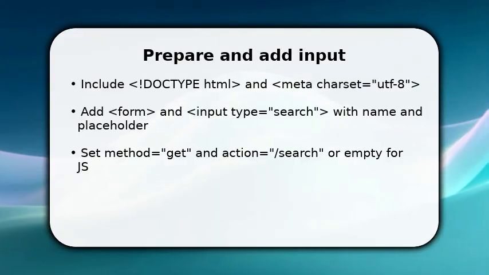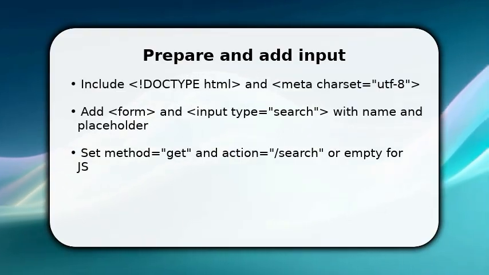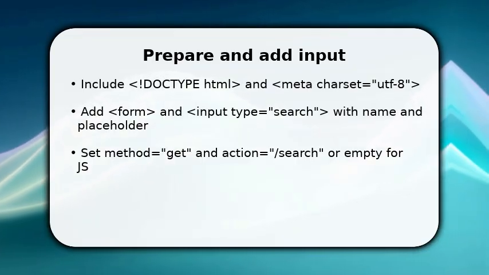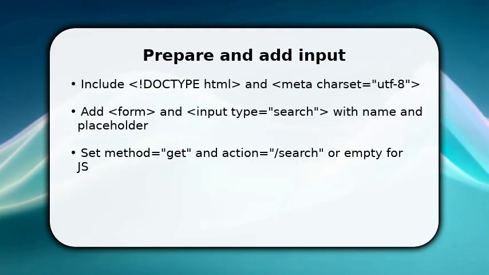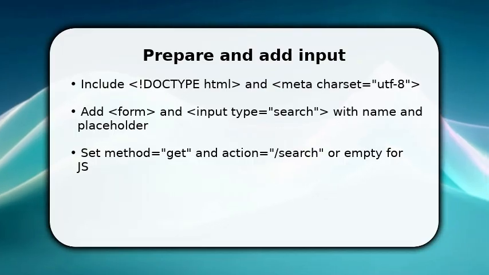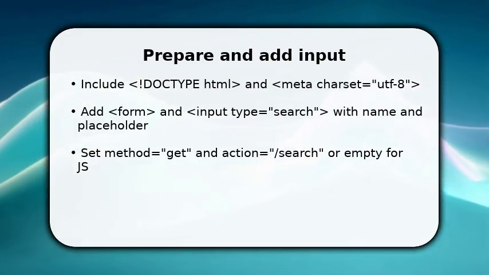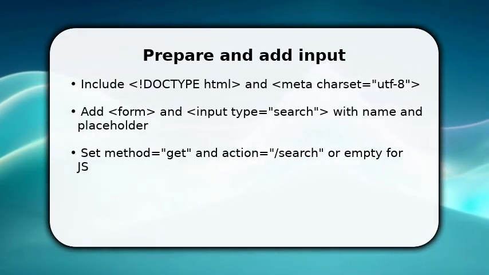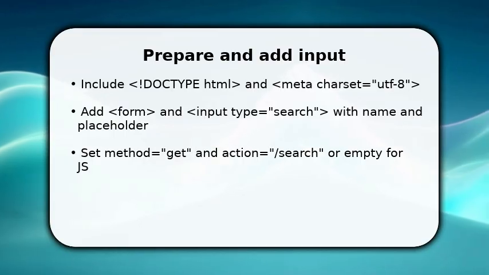You start by placing a semantic search input inside a form so the browser and assistive tech understand intent. Once added, give it a name and a helpful placeholder so users see purpose immediately. Make sure the form method is set to get for simple queries and action points to your server endpoint. Otherwise, leave action blank and plan to handle input with JavaScript events for client-side search.